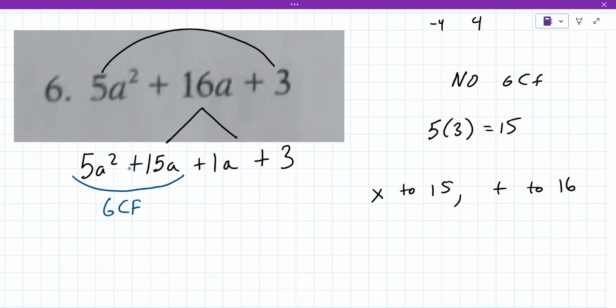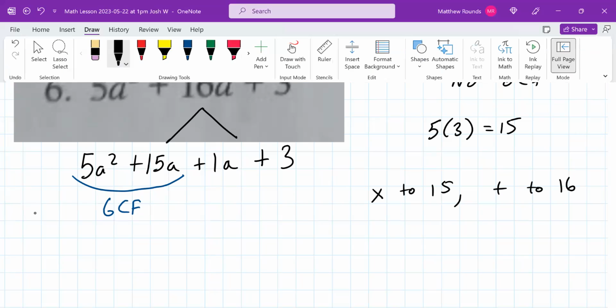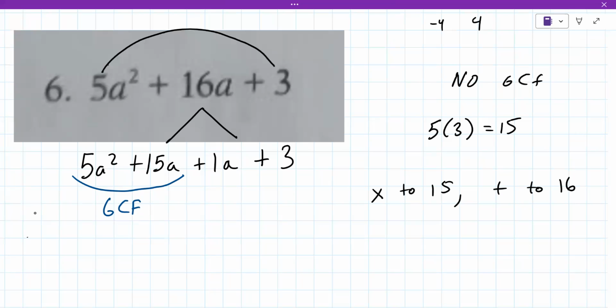Greatest common factor. For 15, I would say 3. For 5, 5. So I'm going to have to do the thing we did with the last question. Nope. What is a GCF?